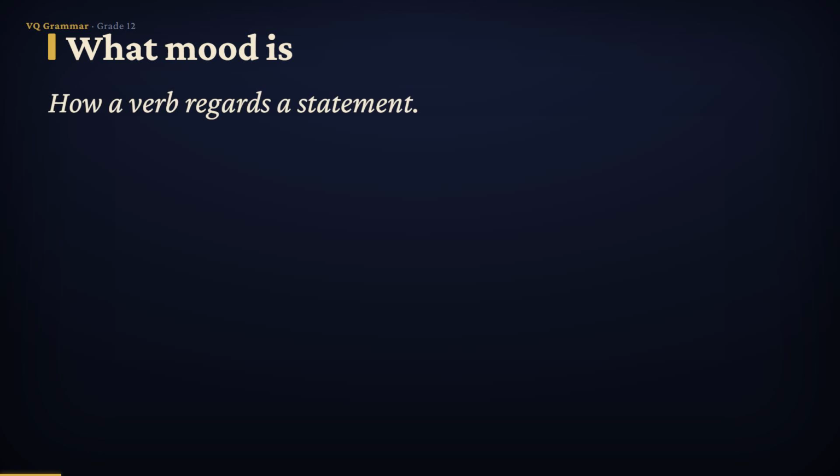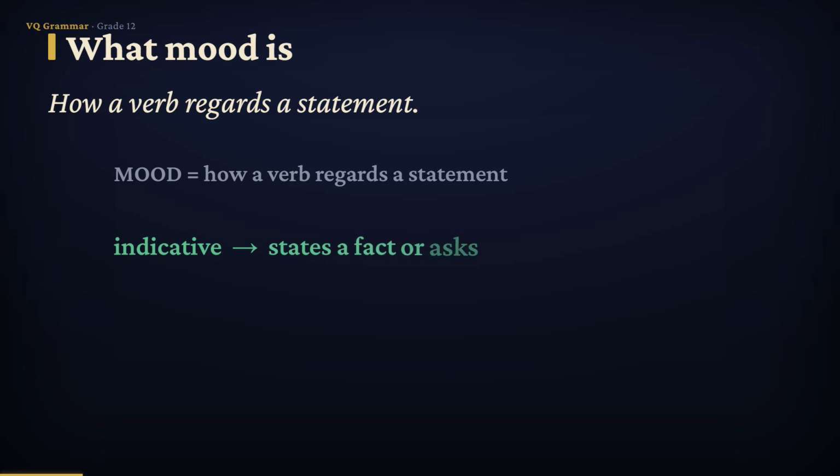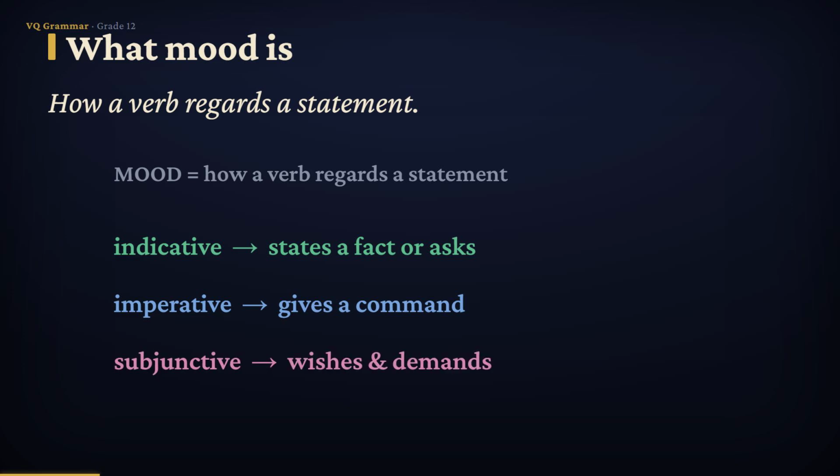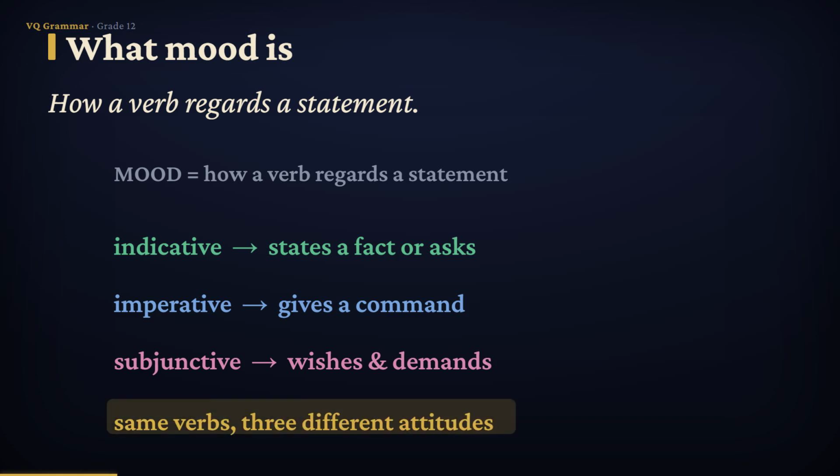Let's get the big picture first. Mood is the quality of a verb that shows how the speaker regards a statement. Think of it as the verb's attitude. There are exactly 3. The indicative mood states a fact or asks a question. The imperative mood gives a command or a request. And the subjunctive mood steps away from fact. It handles wishes and demands and things that are only imagined. Same verbs, but 3 very different attitudes. We'll take them one at a time.